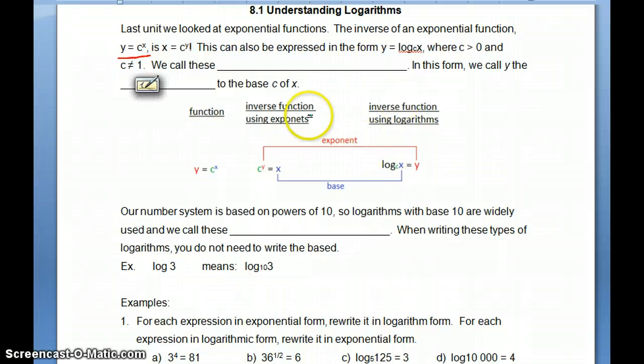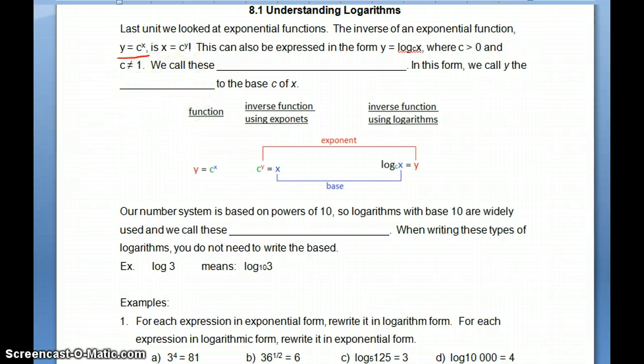So we can say that this expression can also be in the form y is equal to log to the base c of x, where c is greater than 0 and c can also not be 1. With those c values, that's basically just what we looked at last unit when we had exponential growth and exponential decay. So that's when c was a fraction or it was greater than 1. And what we call these forms when we write it as y is equal to log base c of x, those ones we actually have names. Those are called logarithmic functions.